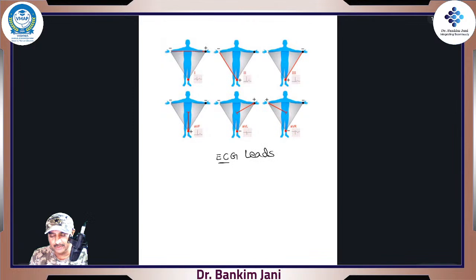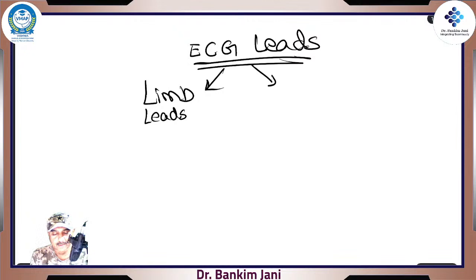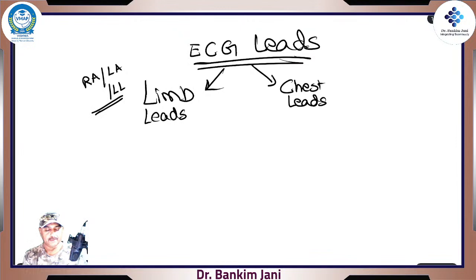We divide them into two parts. They are called the limb leads, and the rest are chest leads. Very simple, it depends on where exactly you put them. So for limb leads, we'll be using the right arm, left arm, and left leg. So these are called the limb leads.